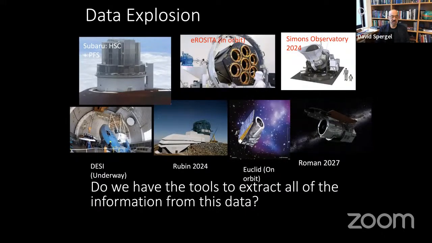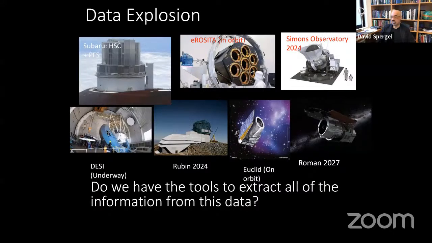We have experiments like the DESI experiment getting positions of tens of millions of galaxies across the sky. The Rubin telescope in Chile will turn on and will be surveying much of the southern sky, I think roughly a third of the sky every night. It will provide the best imaging data we have from the ground at multi-wavelengths. The European Space Agency's Euclid satellite is in orbit scanning the whole sky. In a few years, NASA will launch the even larger Roman telescope, and it will survey the sky in the infrared.